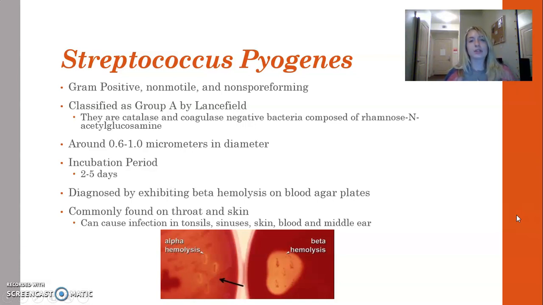They're most commonly found on the throat and skin of humans, and they can cause infections in the tonsils, sinuses, skin, blood, and middle ear regions. Typically, this bacteria likes anything that has a mucous membrane. That's most likely where you're going to find it in a human person.